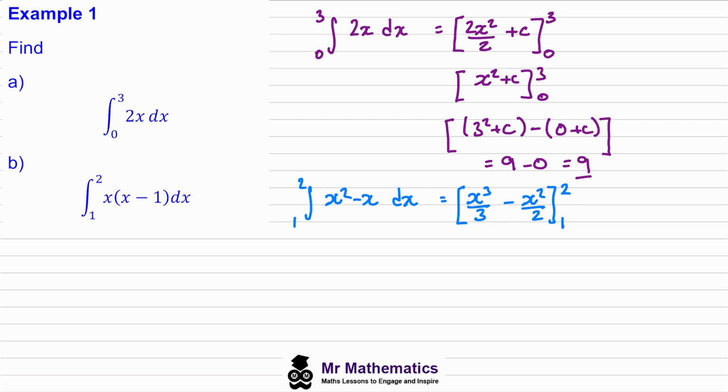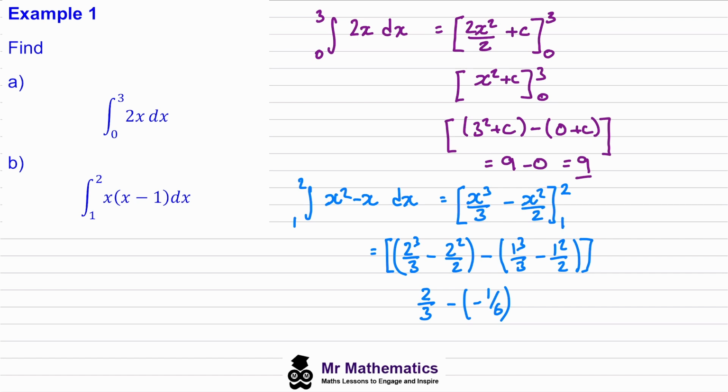And then we substitute in the 2 in place of the x, and then we take away when we substitute in 1. We can evaluate each of these brackets, and we get 2/3 from this bracket and negative 1/6 from this bracket. We'll add these two together, so we'll get 5/6. Okay?